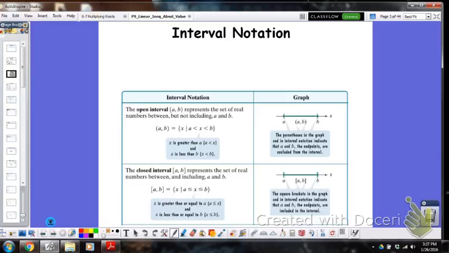So if we have the open interval (A, B), notice it has parentheses. It represents the real numbers between, but not including, A and B. So it's all the numbers between A and B, but without A and B in it. And then we have the closed interval using brackets, which represents the set of real numbers between and including A and B. So A and B, when we use brackets, are in the solution, and then we have everything in between.